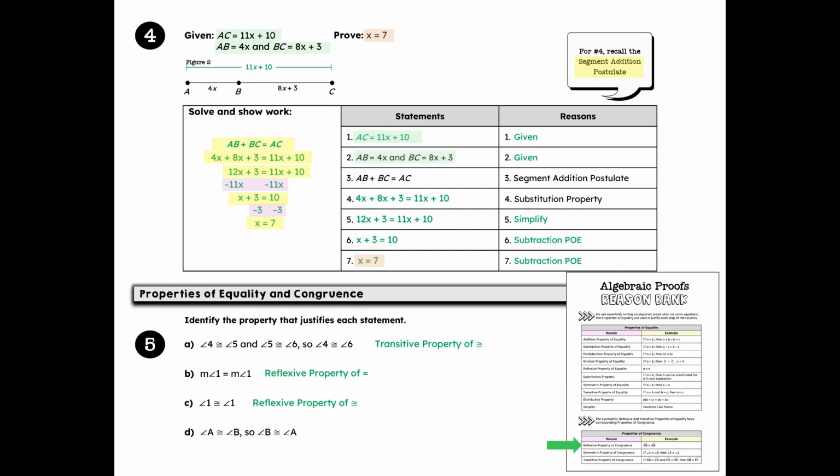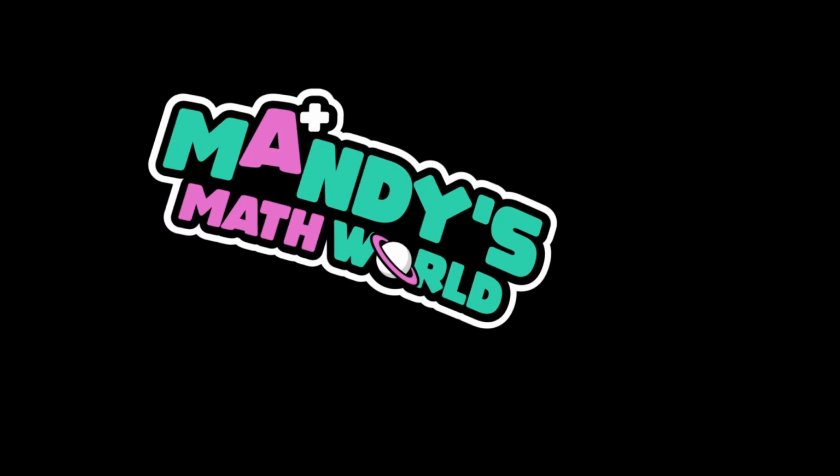Last one, D. Angle A is congruent to angle B, so angle B is congruent to angle A. Property of equality or congruence? Congruence. Which property? Symmetric. Symmetric property of congruence. And that concludes today's notes over algebraic proofs. I know it was long, but I hope it was helpful.